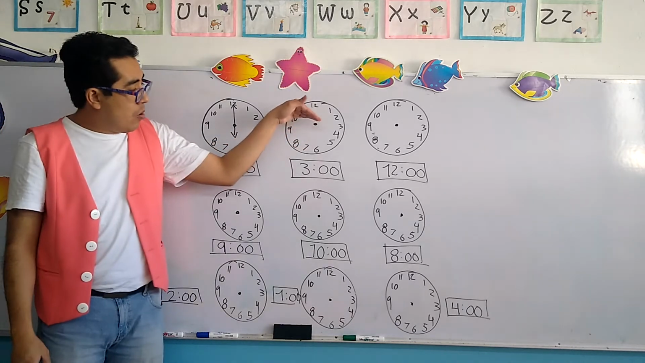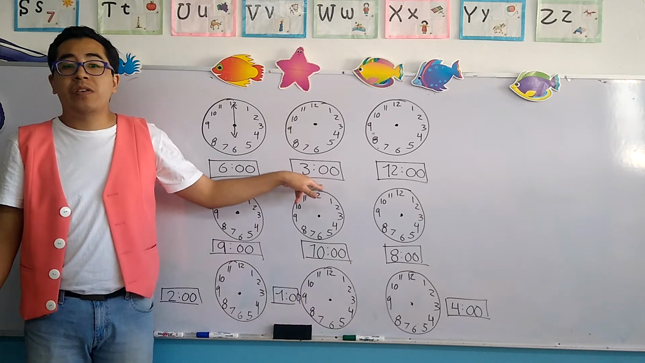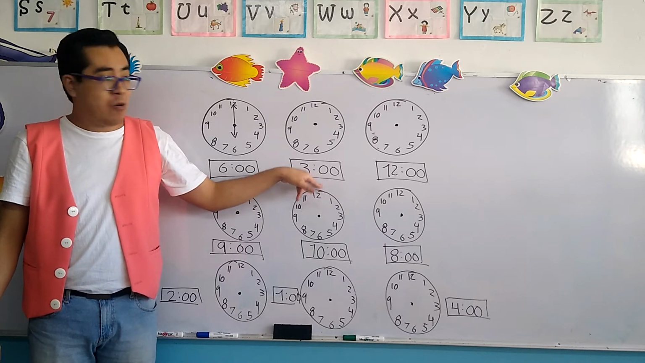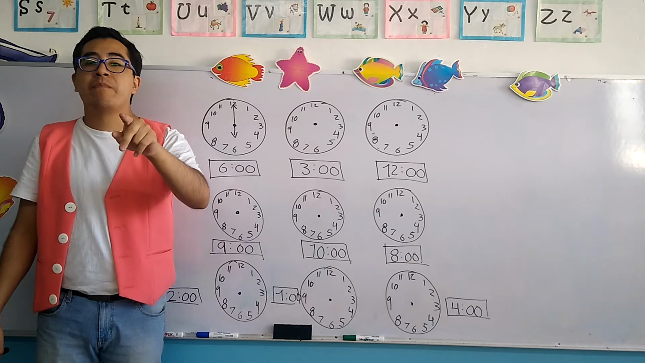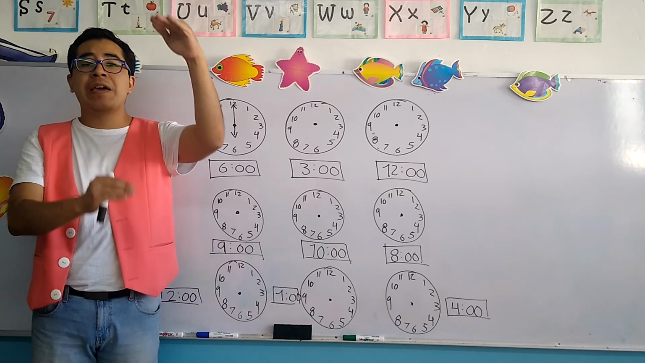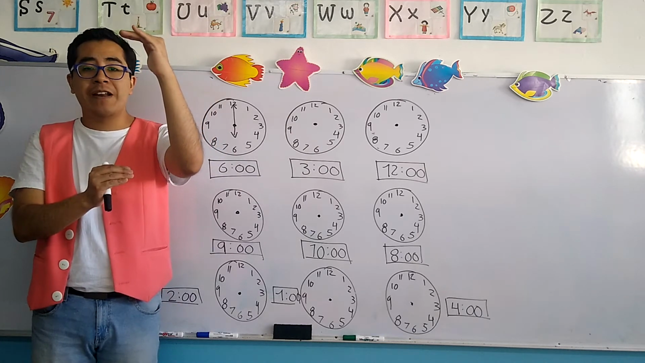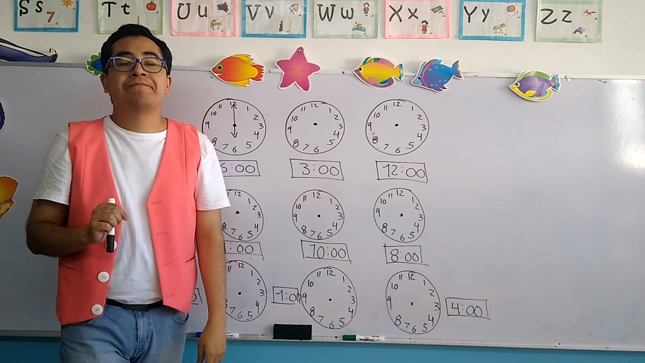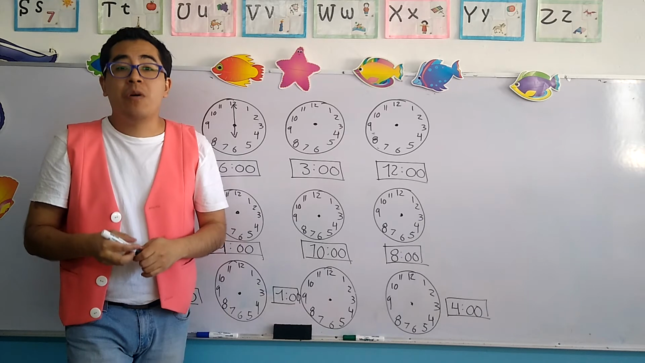For the next, under we have the indication that says 3. Okay, so we have to put small arrow on the number 3. But remember, first of all, the big arrow, la flecha grande, must be located, debe estar apuntando number 12.